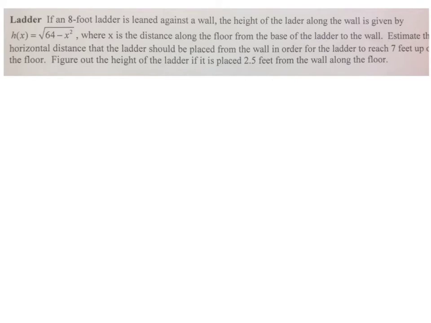This next word problem is about a ladder. If an 8-foot ladder is leaned against a wall, the height of the ladder along the wall is given by h of x equals the square root of 64 minus x squared, where x is the distance along the floor from the base of the ladder to the wall. So let's draw that. Here's our ladder leaning up against a wall. H of x, that's the height. It's an 8-foot ladder, and x is the distance along the floor from here to here.